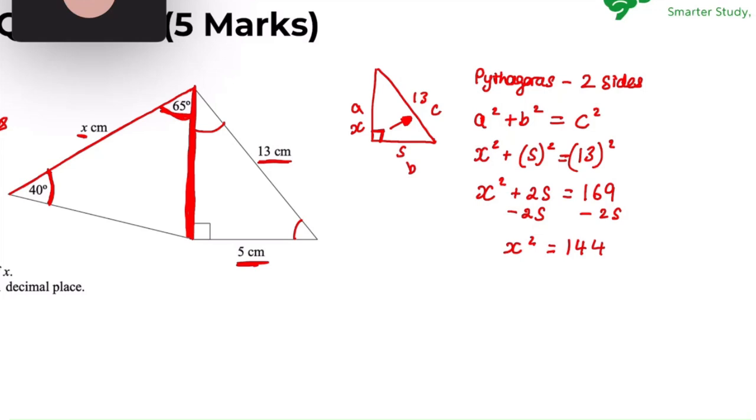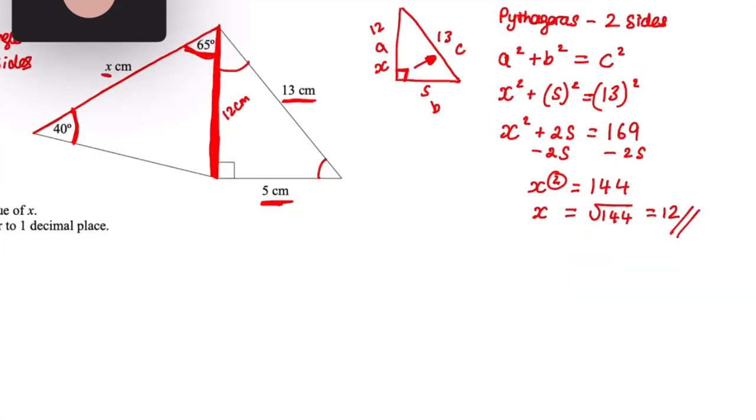And then we don't want this squared at the moment. The opposite of squaring something is square rooting that same thing. So to get rid of that squared, we're going to square root the other side. So we're going to get x is the square root of 144, and the square root of 144 is just 12. Okay, so it's just 12. So this x that we've just figured out over here is 12. So this side is 12 centimeters.